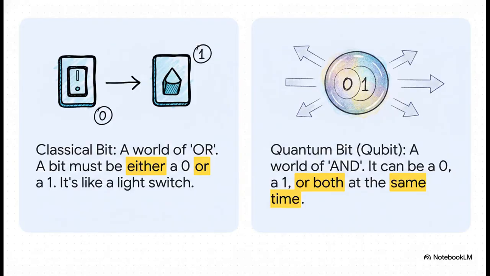All right, here is the absolute core difference. A classical bit, the language of every computer you've ever used, is like a light switch. It has to be either on or off, a 1 or a 0. It's the world of or. But a qubit can be a 1, a 0, or both at the exact same time. It lives in the world of and.